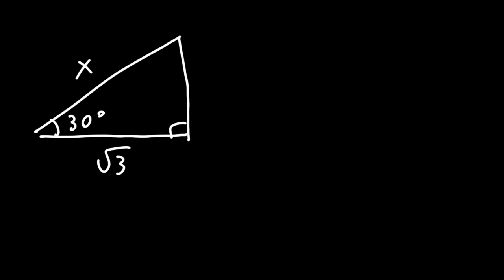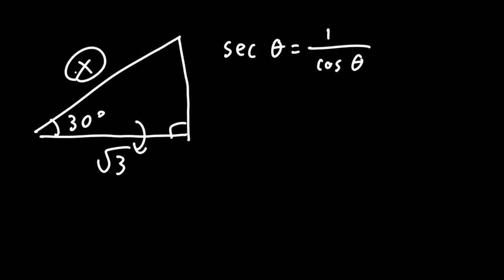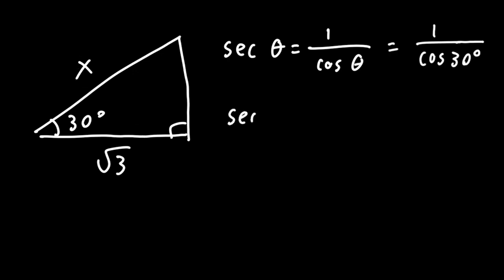Now let's say we're given the same problem, and assuming you don't know what special triangles are, you're asked to solve for x with the secant function. Try this problem on your own. Now, if we use secant to solve it, it's going to be a little bit different. Secant of theta is 1 over cosine of theta. Cosine of theta is adjacent over hypotenuse. So this would end up being secant of 30 degrees equals 1 over square root of 3 over x.